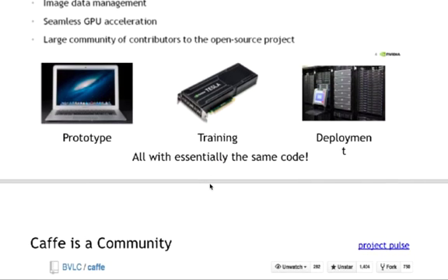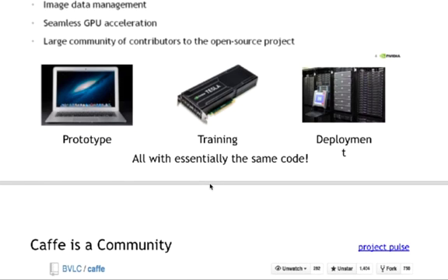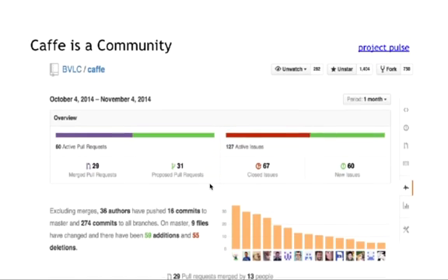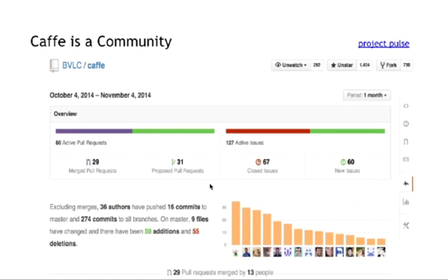Basically Caffe can be divided into three phases, where we can develop a prototype, then we can train the prototype for a particular task, and we can develop the output. For the deployment phase, we can generate a pre-trained model, and we can deploy it to any application we want. Caffe is an open source framework which can be downloaded from GitHub, and it's a very active community with lots of researchers and developers contributing to it.